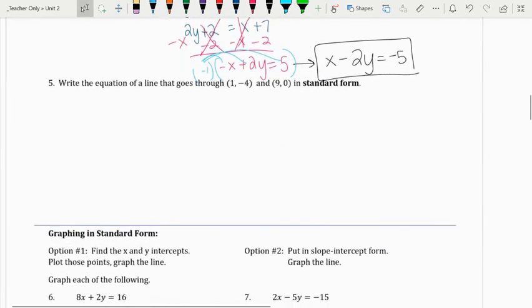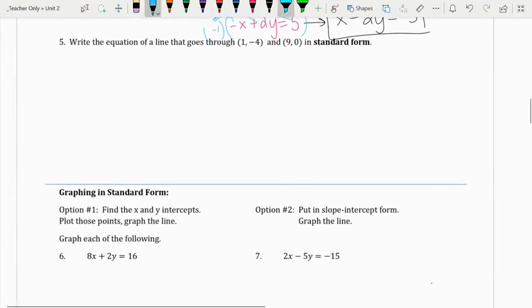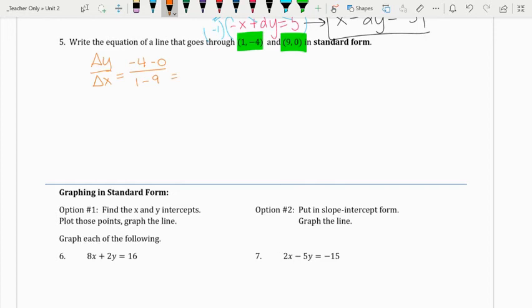On number 5, it's a very similar question, except we don't have a point and a slope, we just have 2 points. But luckily, we know how to find the slope from it. So change in y over change in x: negative 4 minus 0 and 1 minus 9 gives me negative 4 over negative 8, which is 1/2. Now, I can use either point. Most of the time we say to use the first one, but because I'm putting it in standard form, I'm going to use the second one because one of those numbers is 0. That makes it easy. y minus 0 equals 1/2 (x minus 9).